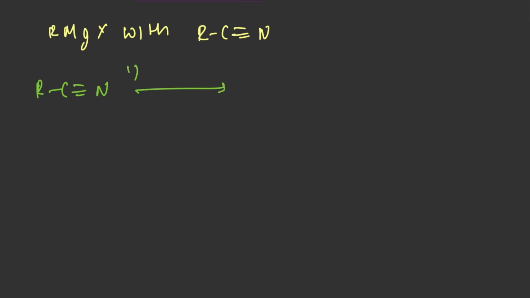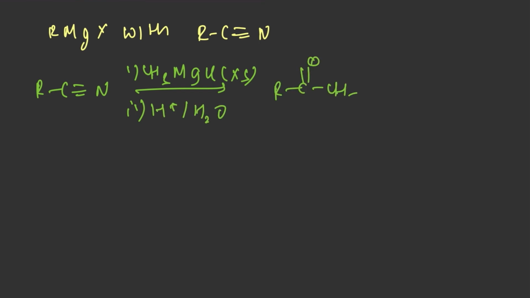Now let's talk about Grignard reagent RMgX with cyanide, RC≡N. When RC≡N reacts with excess CH3MgCl, followed by second H+/H2O, it will form RC=O CH3. Now what will happen? Majorly this compound will form.